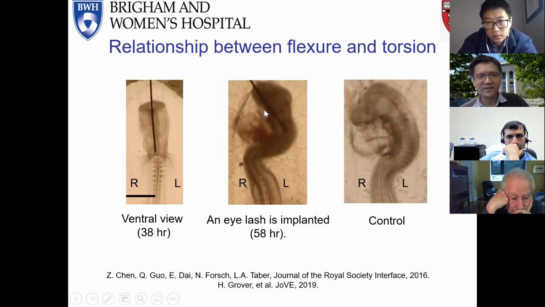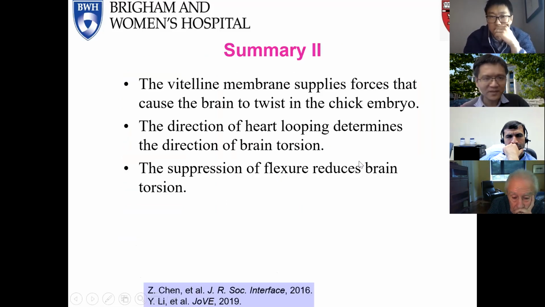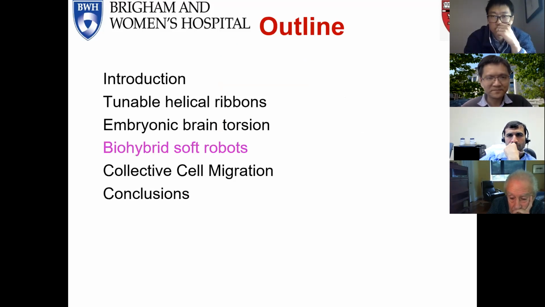Now we can only see one eye. And that shows that the thoracic flexure and cervical flexure are more important for brain torsion. So to quickly sum up, we basically identified the mechanical origins of brain torsion, and that's related to the vitelline membrane exerting force and the heart position being biased. And then there's a correlation between bending and torsion.